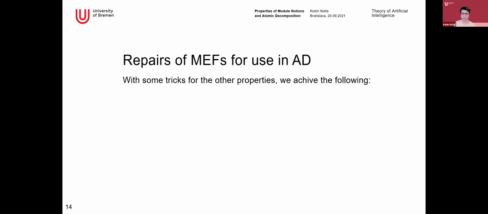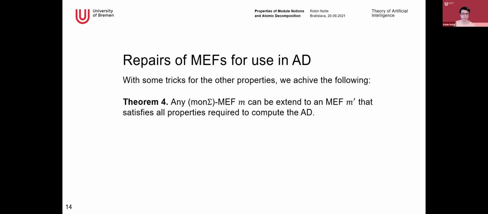So with some other tricks for the other properties, we actually end up with this theorem, which is our last main result. Any module extraction function that is just monotonic in the input signature can be extended to a module extraction function that can be used to compute the atomic decomposition of an ontology. And in natural cases, this even holds if M requires some form of denormalization.